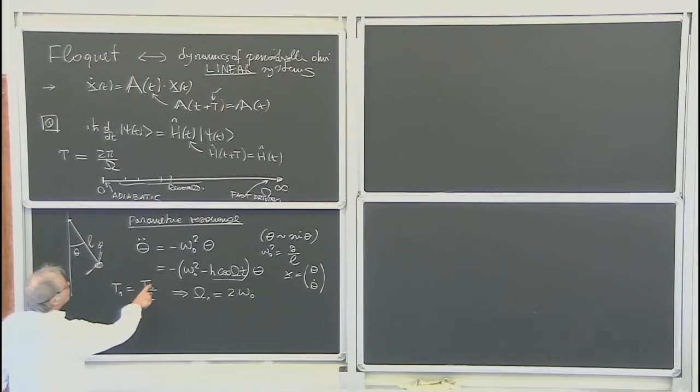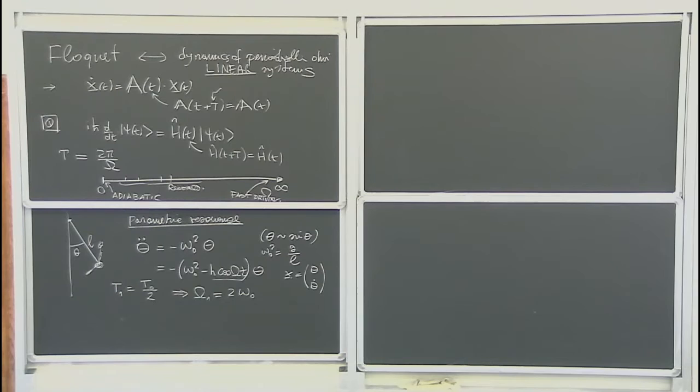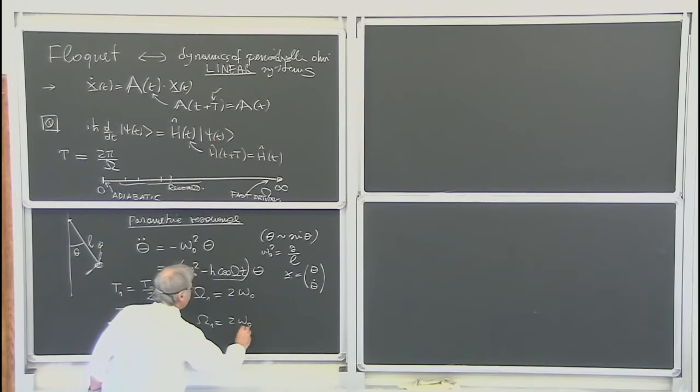T zero is 2 pi over omega zero, but the way you push is actually every half period. So the first frequency is twice omega zero. But if you are a little kid, and it's your father that pushes you, then he would typically do it every period, okay? Every time you are there. This would mean omega 1 equals twice omega over 2, so omega 0.